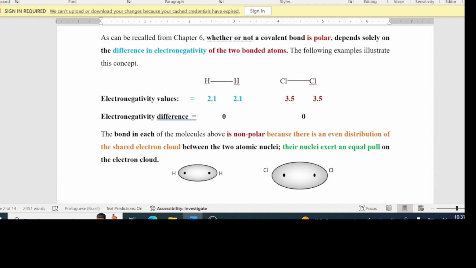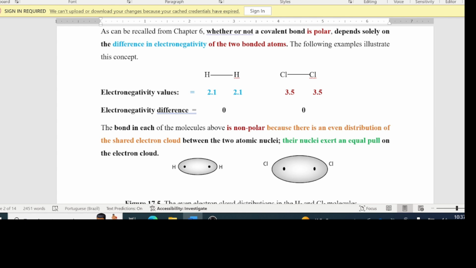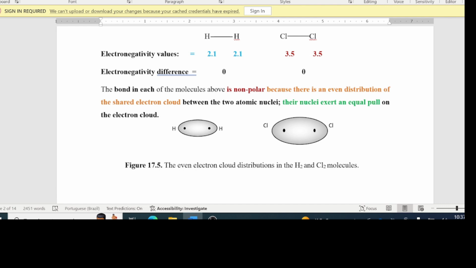Here we're showing you the electronegativity values of the two bonded atoms in hydrogen. There's no difference between them, and same thing for chlorine here because they are homonuclear molecules. Now these diagrams are showing you how there's even distribution of electron cloud between these two atoms. Same thing here, and that's why they are non-polar.